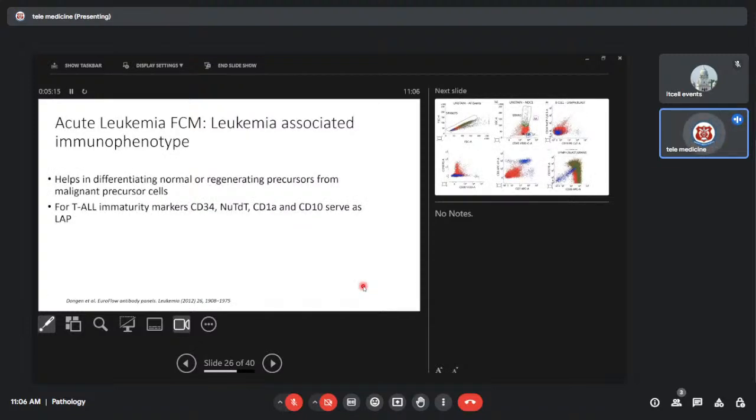Coming to the क्या है, TELL में अगर इमेच्योरिटी मार्कर आ रहा है कोई भी आपका, तो दैट इज द ल्यूकेमिया एसोसिएटेड इम्यूनोफिनोटाइप. कि नॉर्मल ब्लास्ट तो होंगे ही ना. टी के ब्लास्ट कहाँ होते हैं नॉर्मली? टी सेल्स कहाँ मैच्योर होते हैं? थाइमस में होते हैं ना. तो बोन मैरो में अगर आपको टी के ब्लास्ट मिल रहे हैं, इसका मतलब है कि दे आर एबनॉर्मल ओनली.